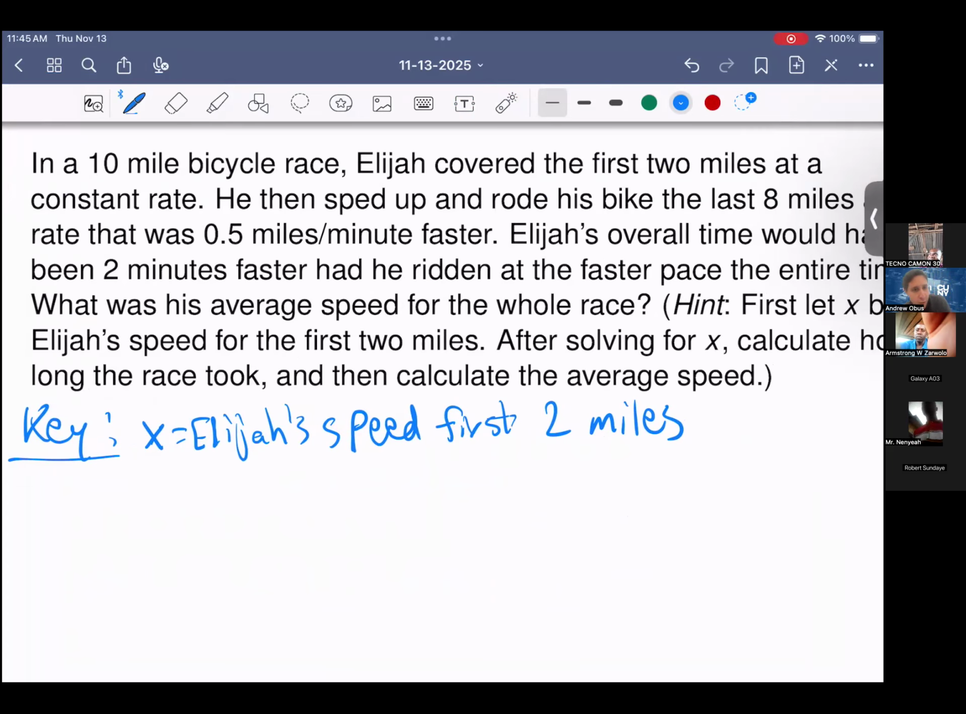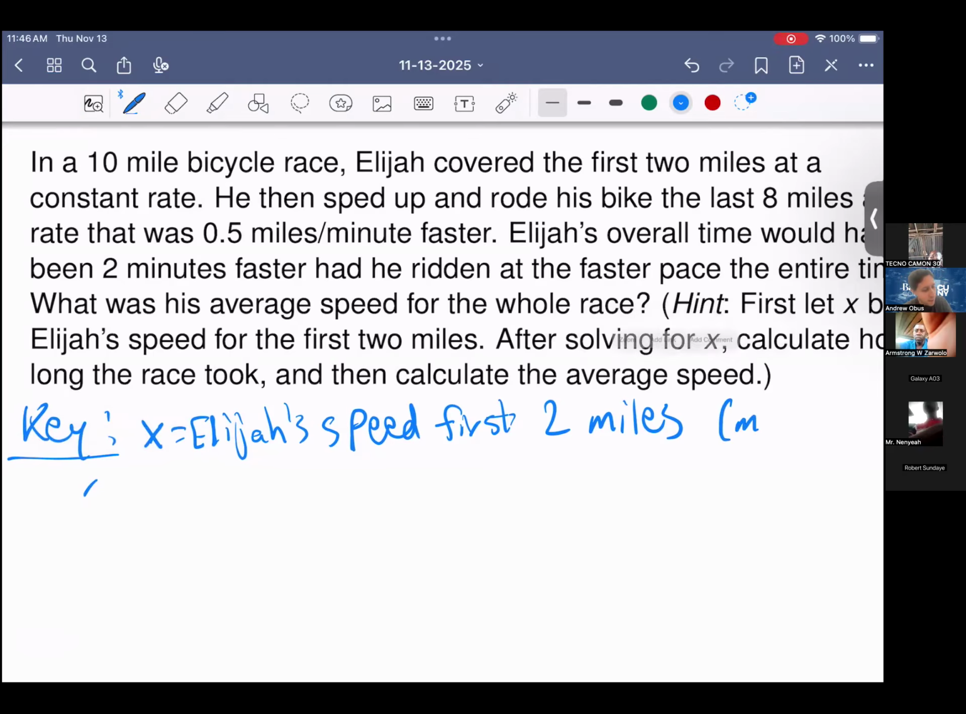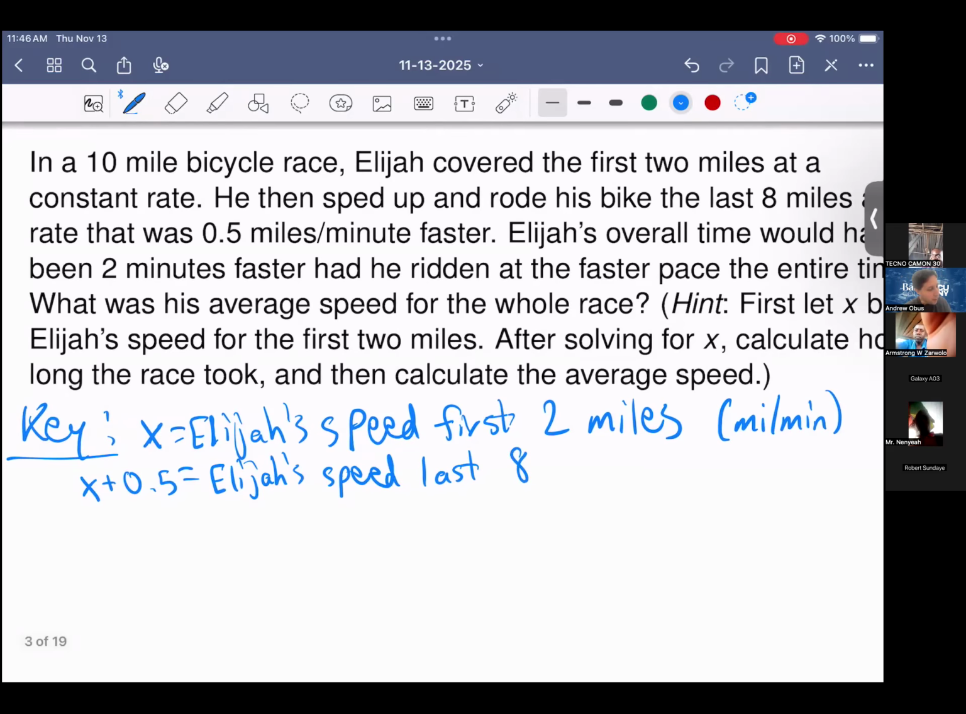And then what else do we need? Well, we know the last 8 miles, the rate is 0.5 miles per minute faster. So I'm just going to write this as X. So maybe I should say this is in miles per minute. And then X plus 0.5 is going to be equal to Elijah's speed for the last 8 miles. And this is also going to be in miles per minute.